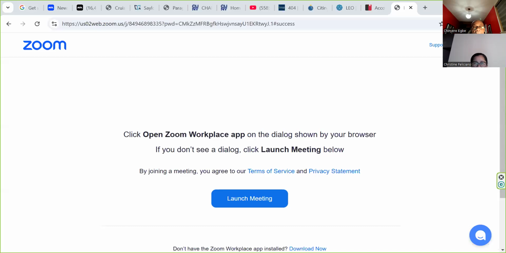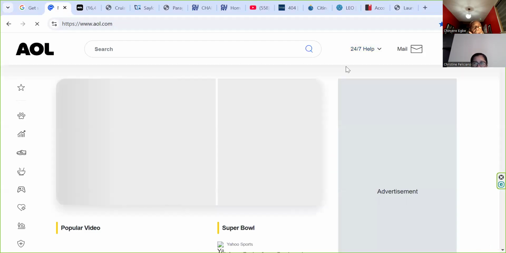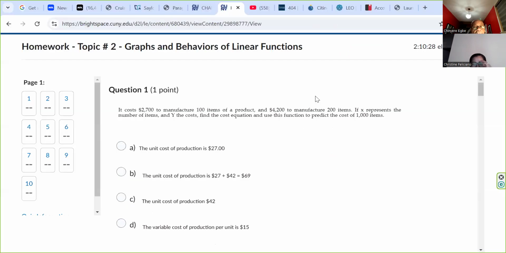Are you able to see my screen? Okay, now I can see your screen, but it says launch meeting. I'm trying to minimize this top. I'm seeing your entire laptop, full of video. Yeah. Okay.